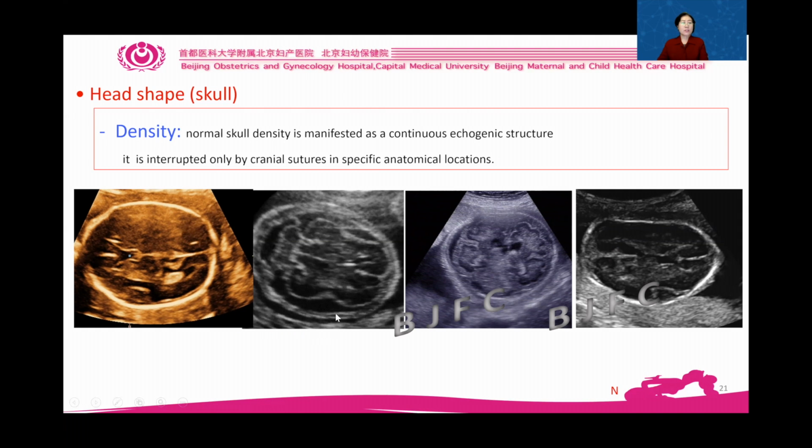These three pictures show poor mineralization of the skull. Reduced bone density. Look at the hand, the bone. Yes, reduced bone density. This is osteogenesis imperfecta. For this one, the absence of this whiteness or extreme variability of the fetal brain should raise suspicion of poor mineralization.